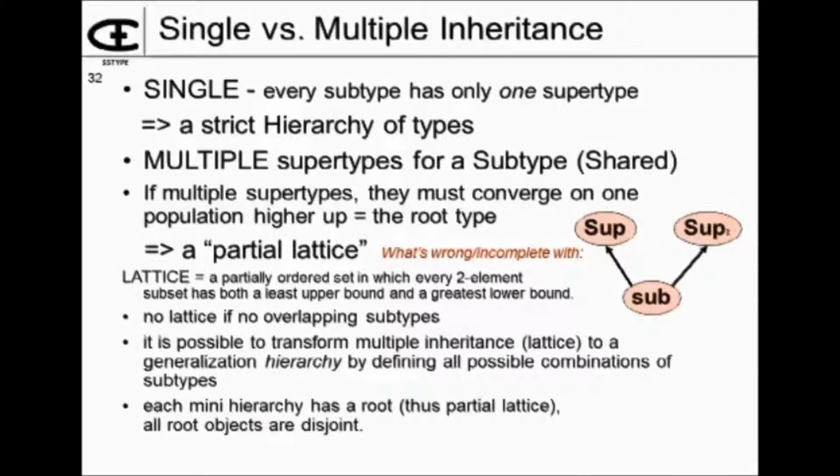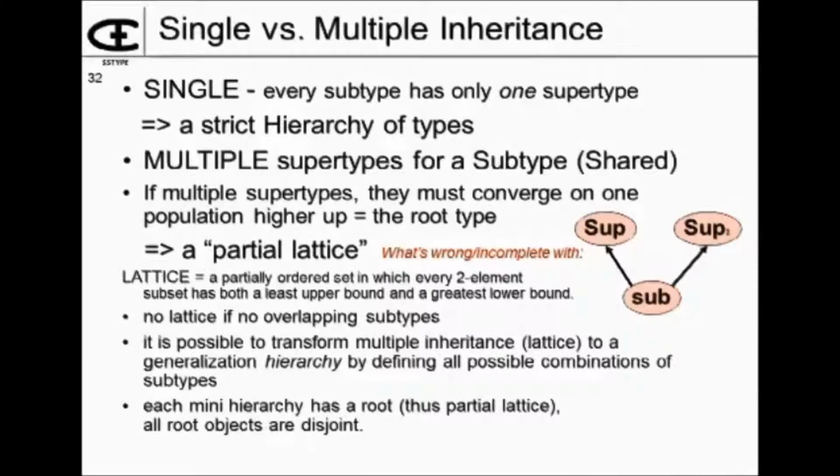Okay, the notion of single versus multiple inheritance. Single inheritance, every subtype has at most one supertype. If that were the case, you would have a strict hierarchy of types. But in general, we could have multiple shared supertypes for a subtype. If multiple supertypes, they must converge on the population higher up in the root, I said before, and that's, call it a partial lattice or something.